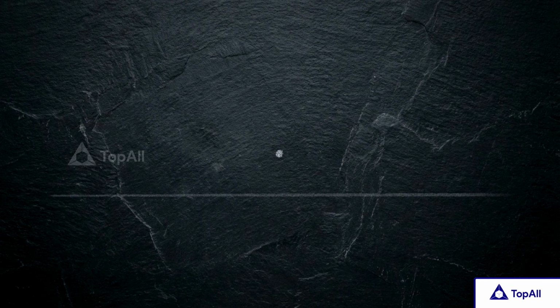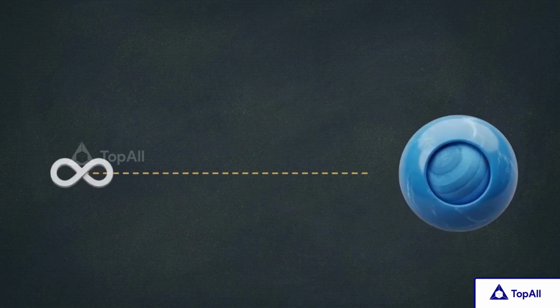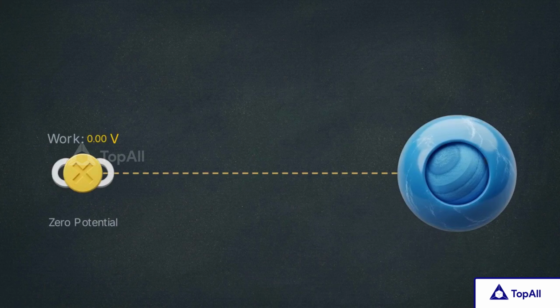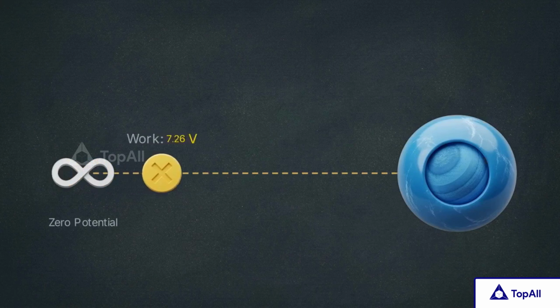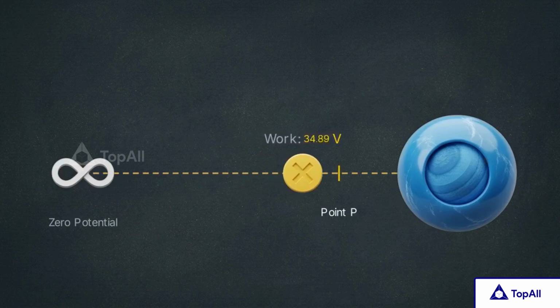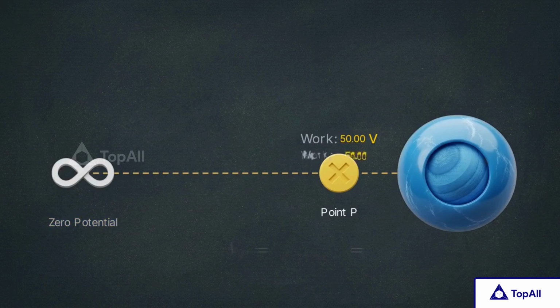Physicists set the potential at infinity to 0. Now we observe a unit charge beginning its journey at this infinite reference point and traveling into the field until it reaches point P. Because the starting potential is 0, the total work done during this journey represents the absolute potential energy at point P.